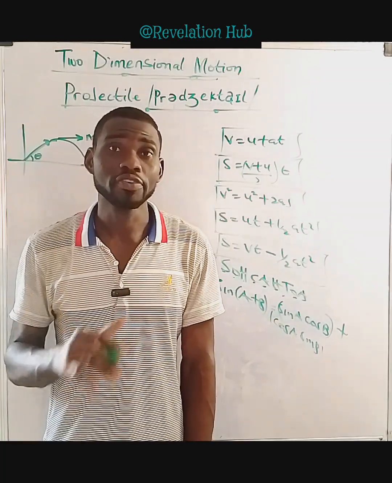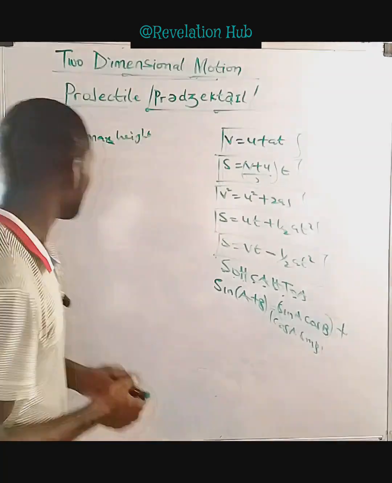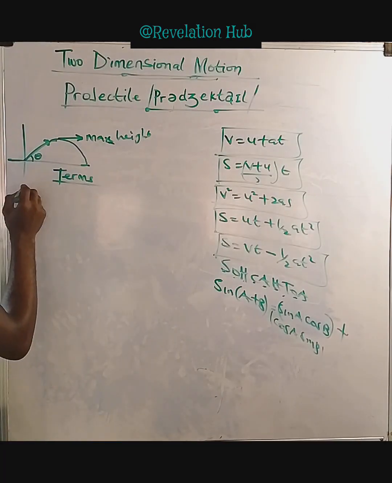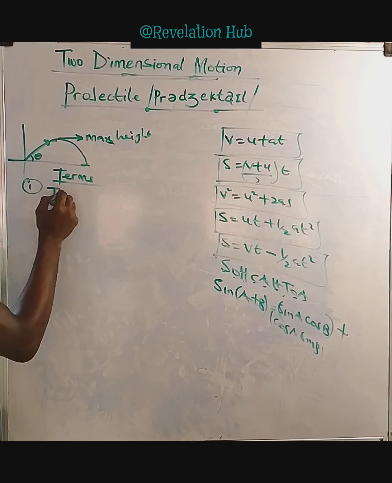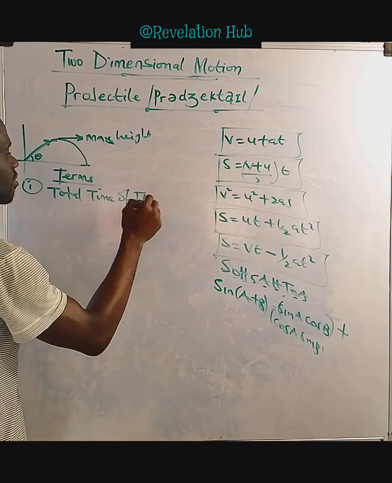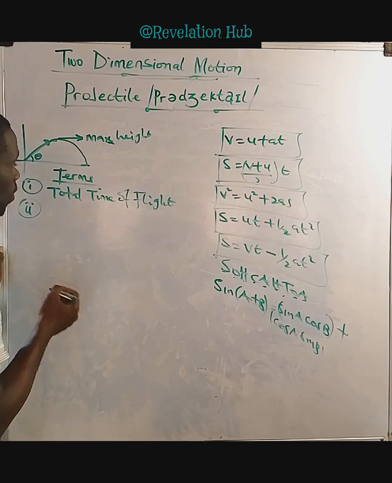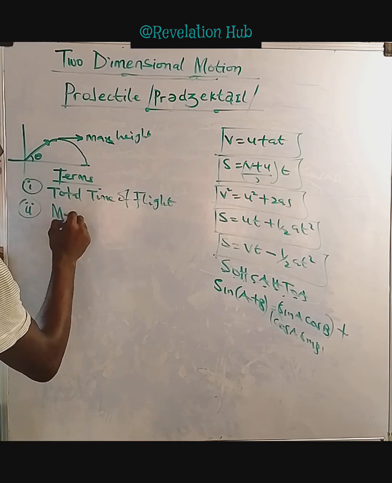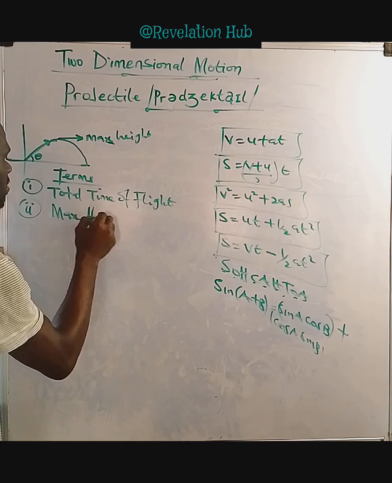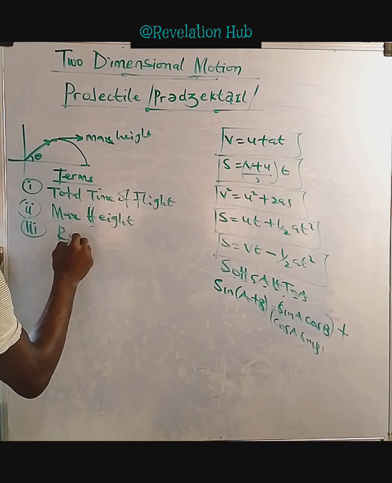Right now we're going to be discussing the various terminologies under our projectile. These are the terms we use under projectile. The first term we have is the total time of flight, or just call it time of flight. The next term we have is the max height, maximum height. After the max height, the next we have is the range.